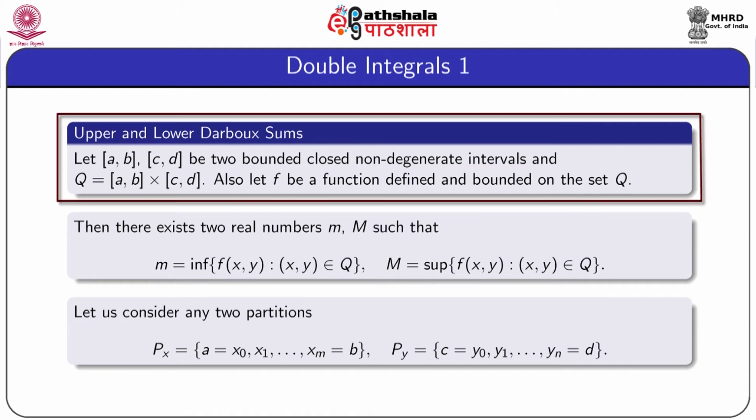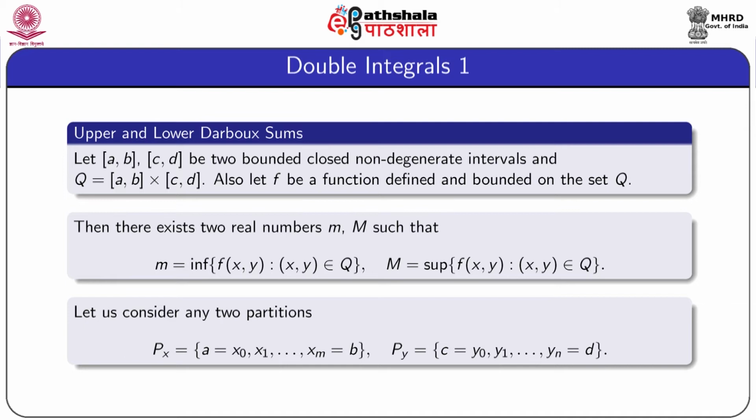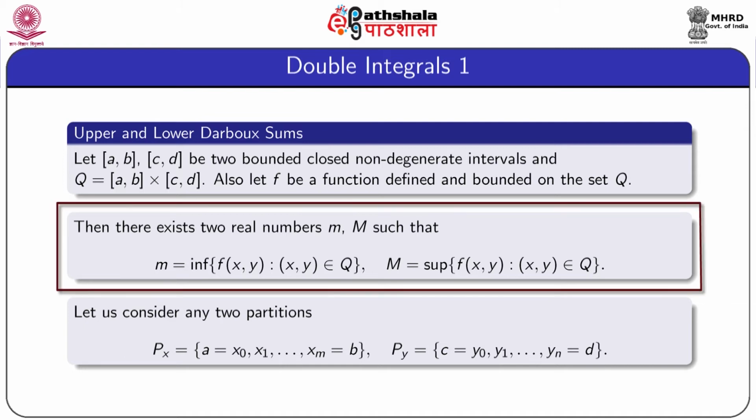Upper and lower Darboux sums. Let AB and CD be two bounded closed non-degenerate intervals and Q equal to AB cross CD. Also, let f be a function defined and bounded on the set Q. Then there exist two real numbers small m and capital M such that small m is the infimum of all values f assumes in Q and the corresponding supremum is denoted by capital M.